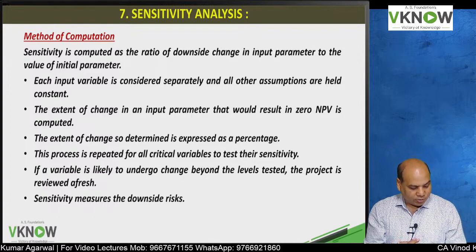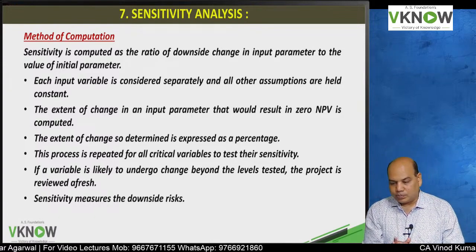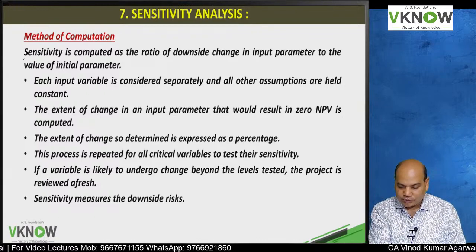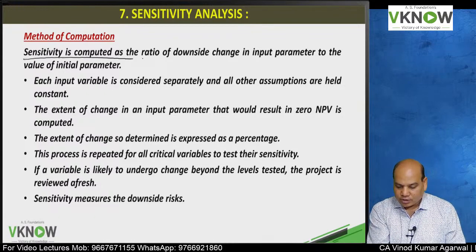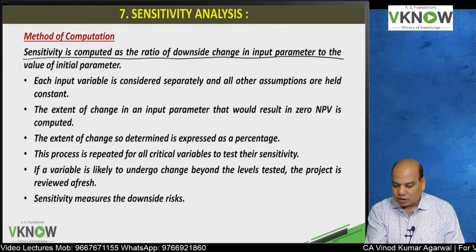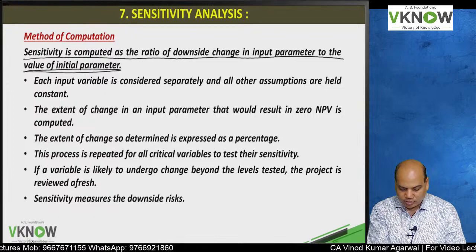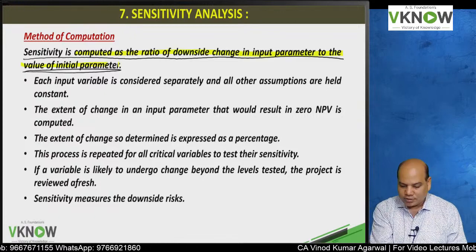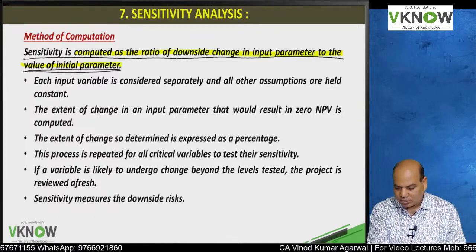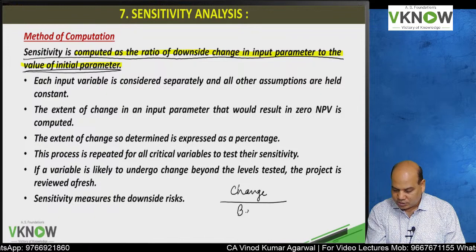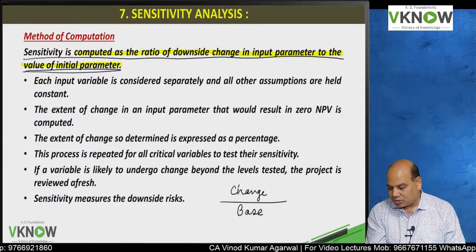Then I have written in your book, method of computation. Sensitivity is computed as a ratio of downside change in input parameter to the value of initial parameter. Sir, what does that mean? Why do you write such complicated lines? It simply means change divided by base.